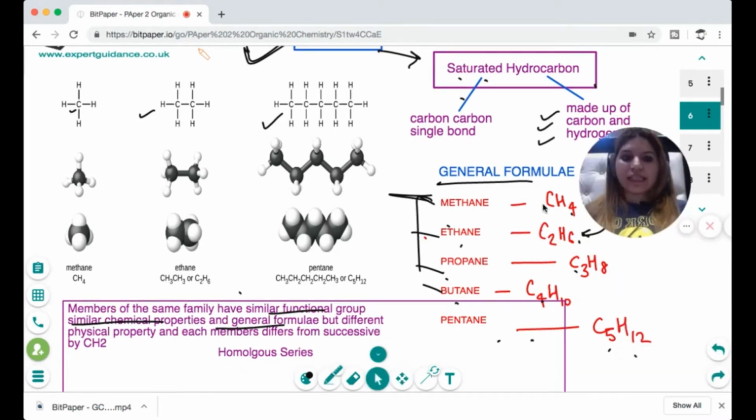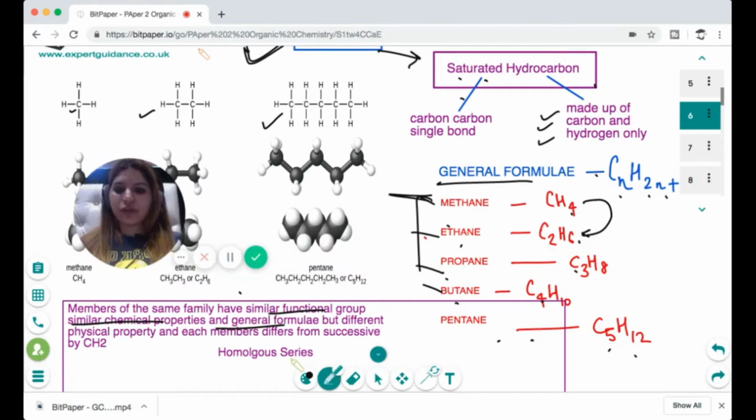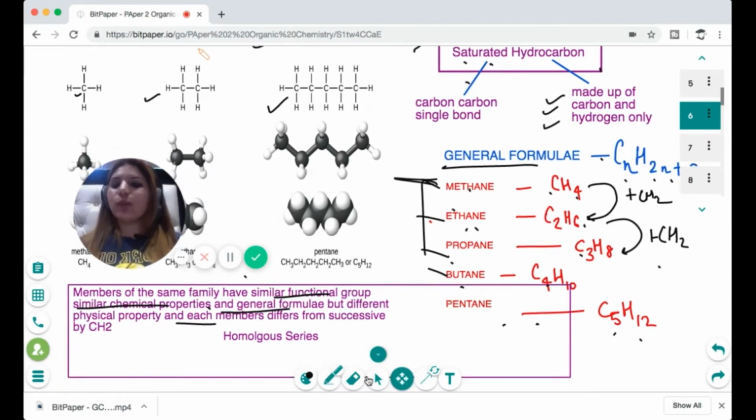So you can see in this homologous series, they have a similar functional group, similar chemical properties, the same general formula, but one member differs from the successive one by 1 carbon and 2 hydrogen. So CH4 add 1 carbon 2 hydrogen gives C2H6. C2H6 add 1 carbon 2 hydrogen is C3H8. This is the definition of homologous series, and it is often asked in the exam, so make sure you remember this. Homologous series are the members of the same family having similar functional group, similar chemical properties, the same general formula, but different physical properties, and each member differs from the successive one by a CH2 group.